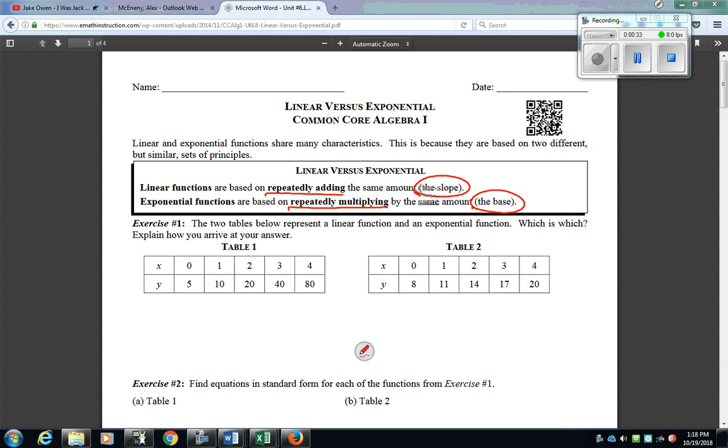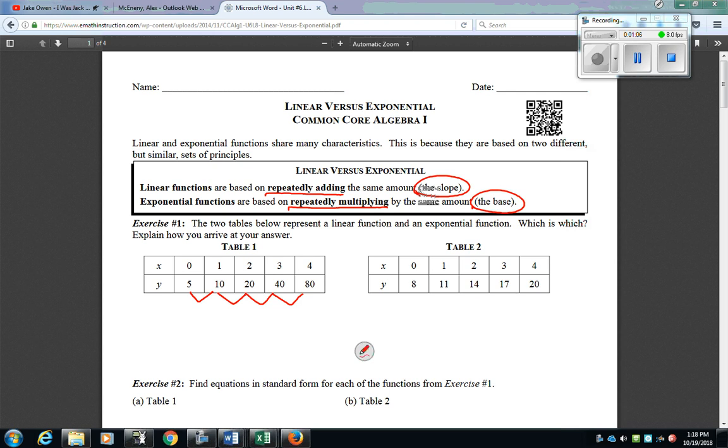So what you want to do is determine based on how the table changes if it's repeated addition or repeated multiplication. So in the case of this first table, we are increasing by 1 in the x values, but the y values are where the information is going to be that we need. So in this case, I go from 5 to 10 to 20 to 40 to 80. Now if I add 5 to 5, I get 10, but if I add 5 to 10, I don't get 20, I would get 15. So that's going to lead me to believe that it's multiplying.